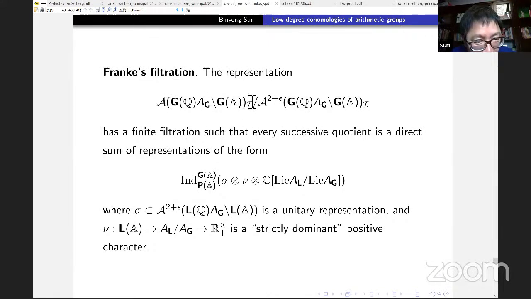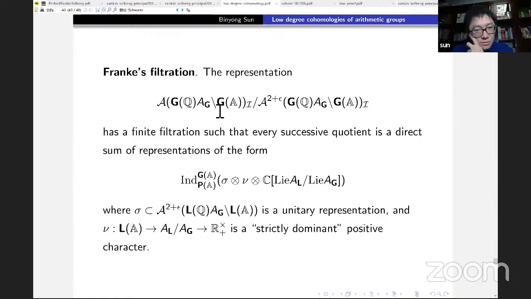The space of automorphic forms, taken as a quotient of the space of automorphic forms by the space of L2 plus epsilon automorphic forms. Then this quotient has a finite filtration such that every successive quotient is a direct sum of representations of this form. So every subquotient is an induced representation. Here, the important thing is that this sigma is a unit representation, and this mu is dominant. Actually, strictly dominant in this case. At least it's dominant.